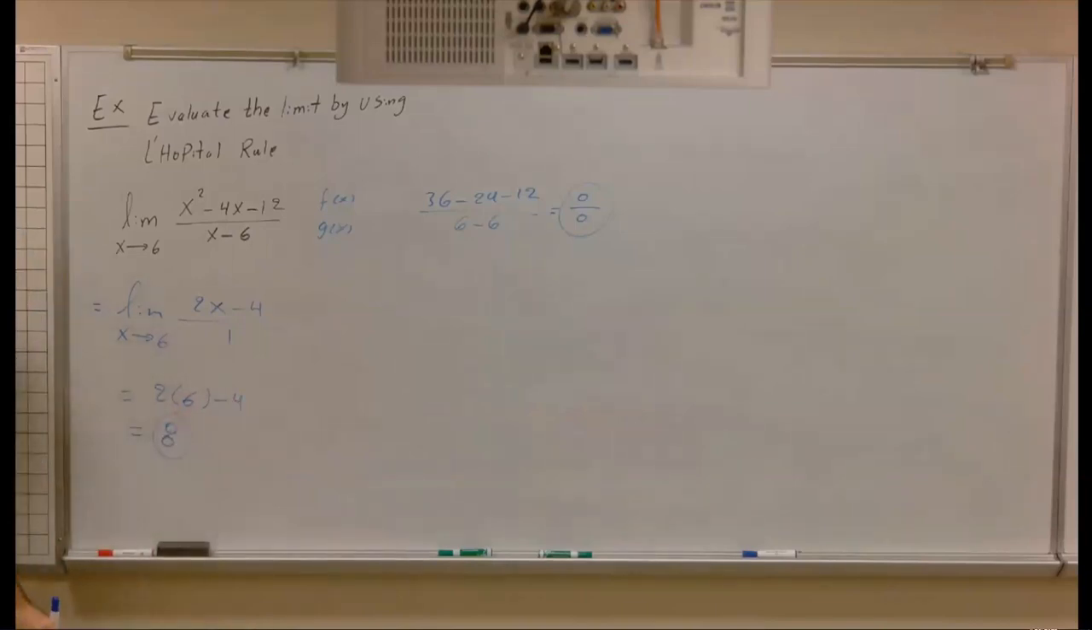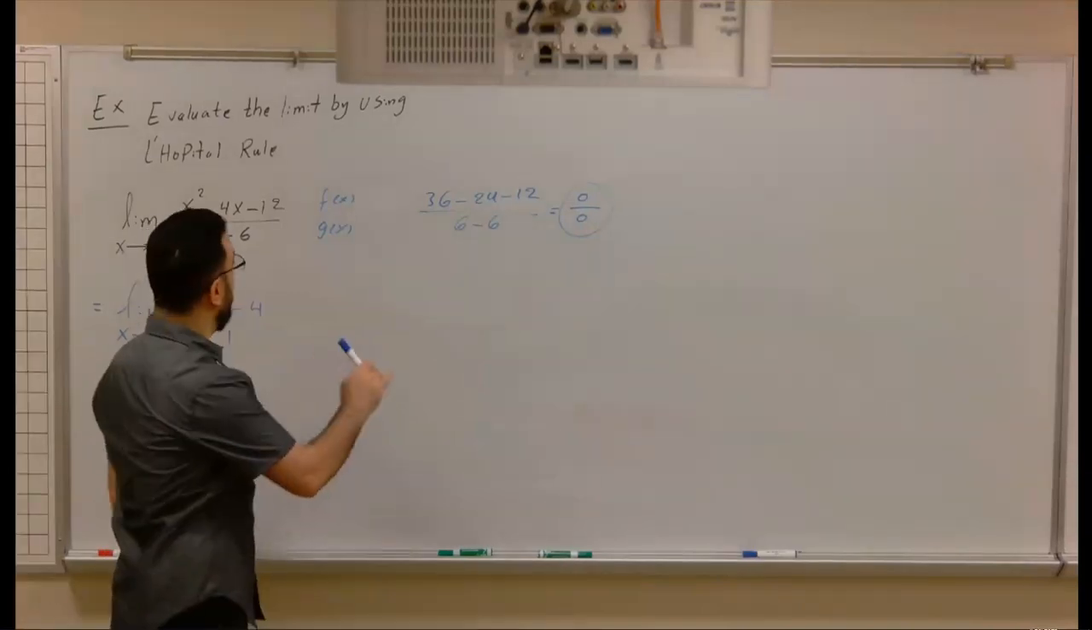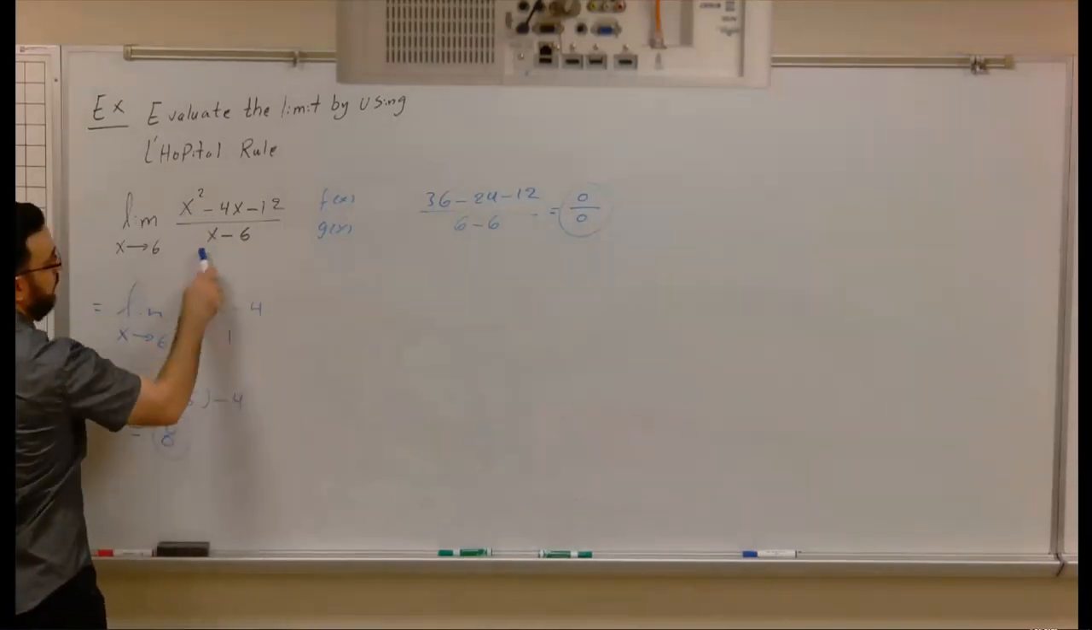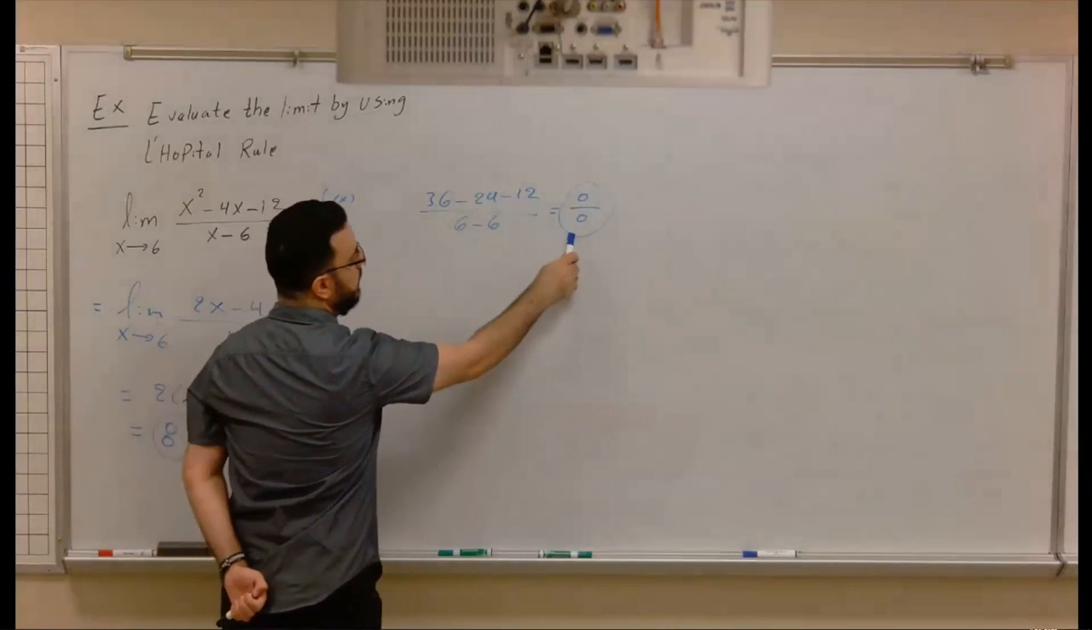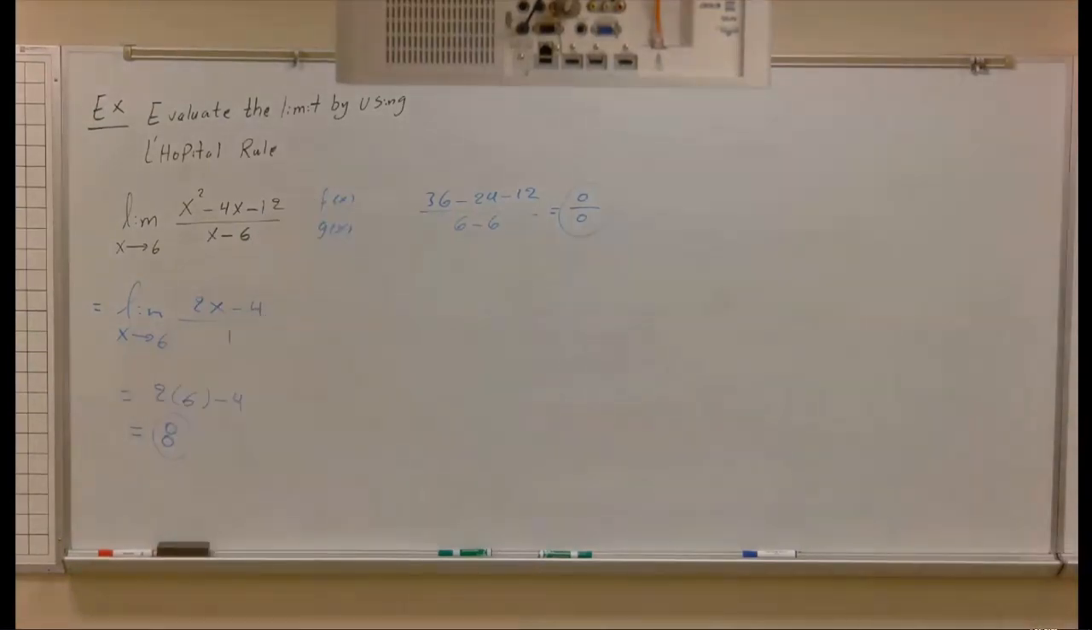So that means this is the limit for this fraction. This is only because if you plug in 6 here, you're going to get indeterminate form, which means I can use L'Hopital's rule. Now this one is an easy example. Let's check the next one.